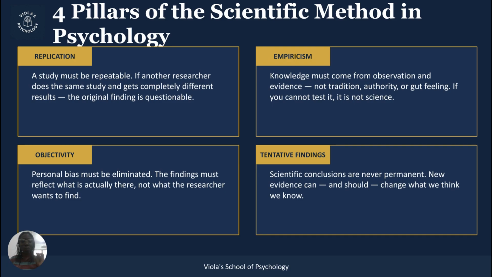This is the one most people get wrong about science. People say, but scientists keep changing their minds. How can we trust them? That is actually a sign that science is working. Scientific conclusions are never permanent. When new evidence emerges, findings must be updated. A scientist who refuses to update their view in the face of new evidence is not being strong. They are being unscientific. And this can also apply to you too.